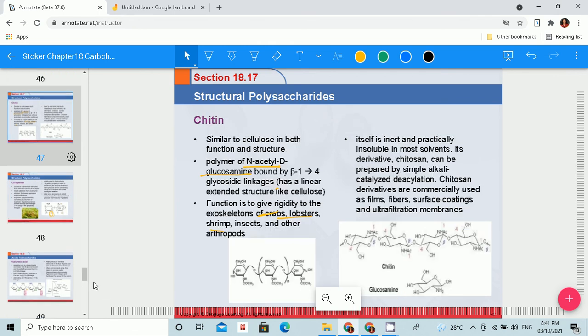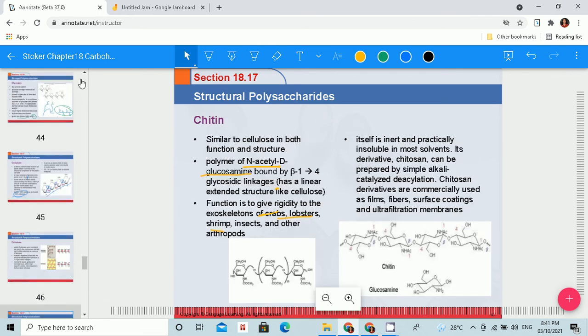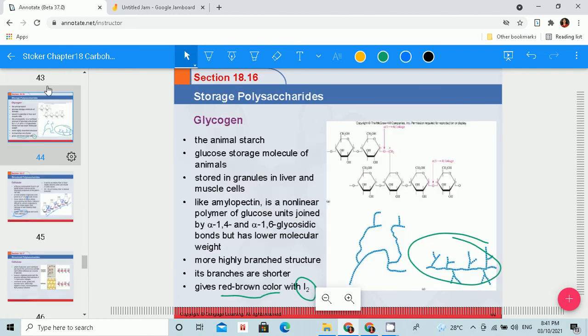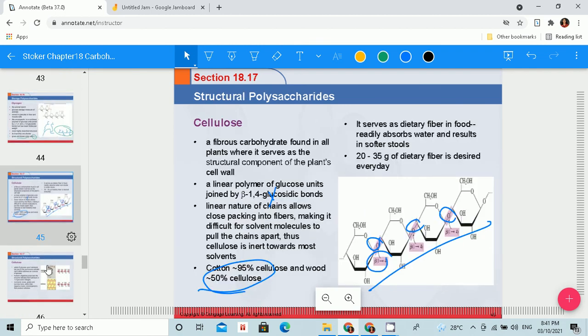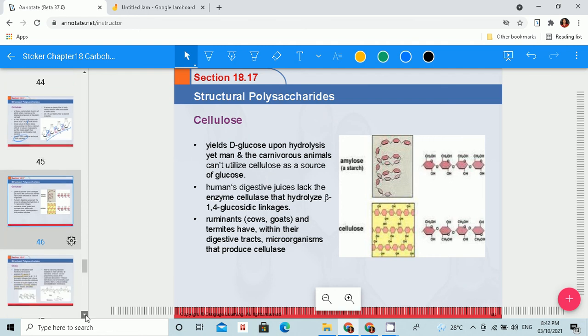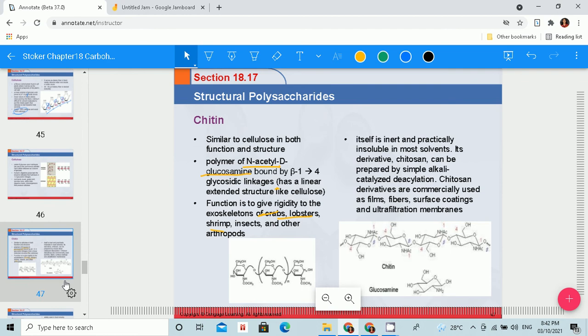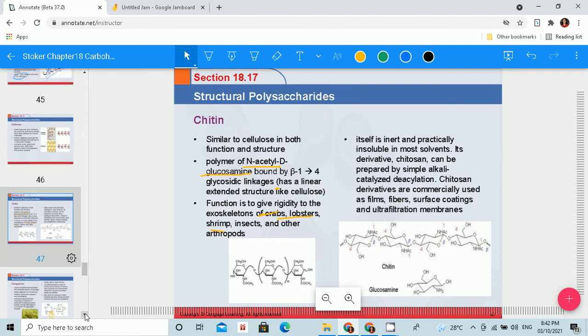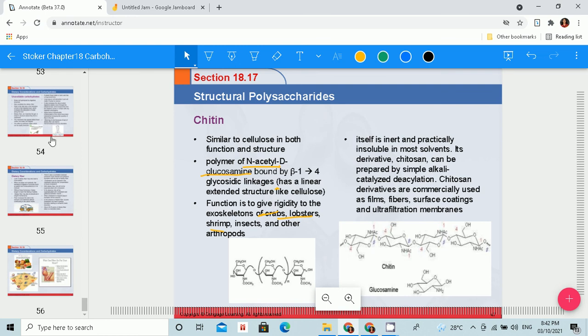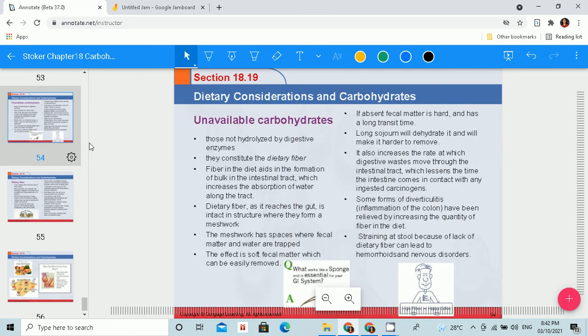Okay, chitin. We have also cellulose, chitin, and our carrageenan. These serve as our structural polysaccharides. They give structure. Okay, so chitin gives rigidity for crabs, and all right. Let's go to our next slide.